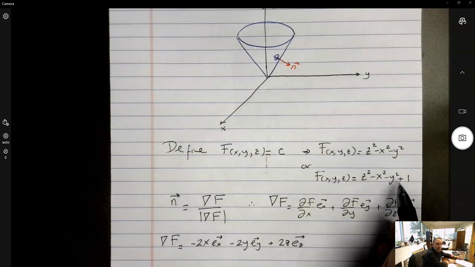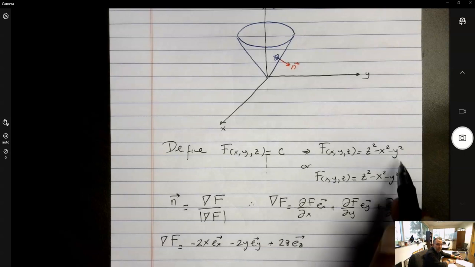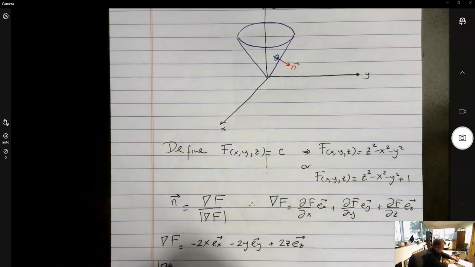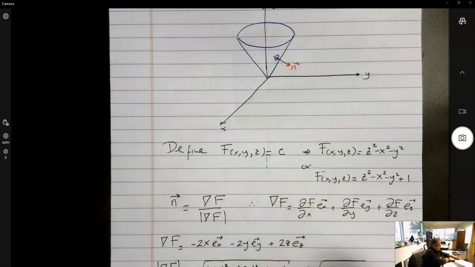And you can see why there wouldn't be any difference if you add or subtract a constant. There'll still be a level curve, there'll still be a constant, and you'll get exactly the same results, right? And therefore, the magnitude of these is equal to the square root of (minus 2x) squared plus (minus 2y) squared plus (2z) squared. And when we take care of these, we can take the 2 as a common factor, and that will be x squared plus y squared plus z squared.